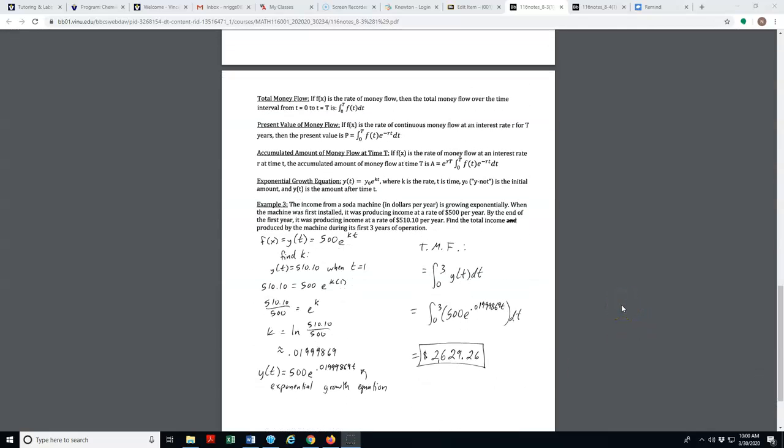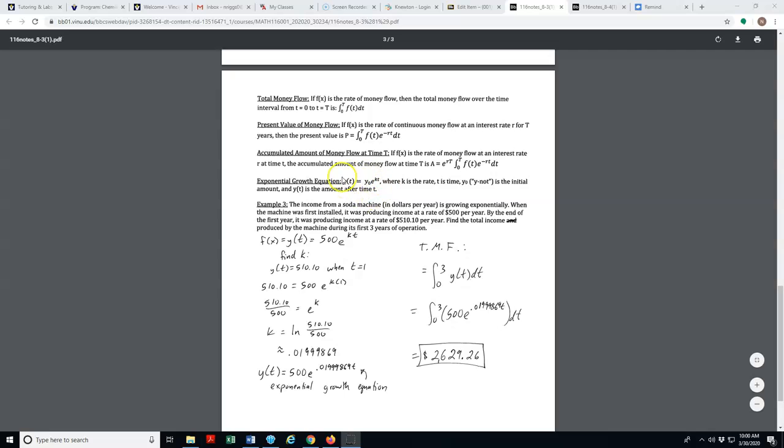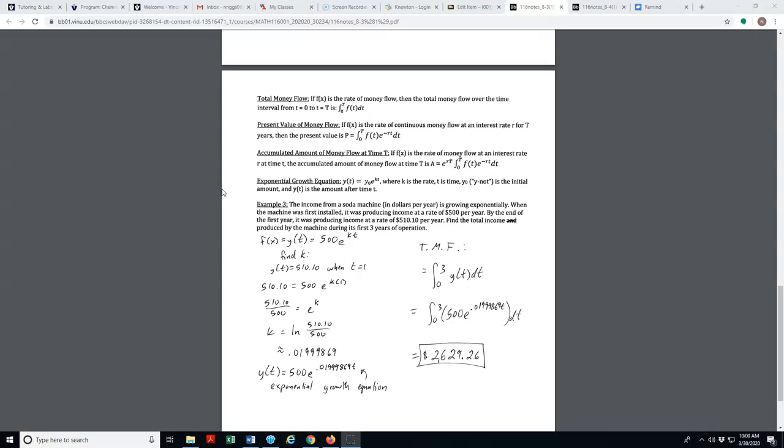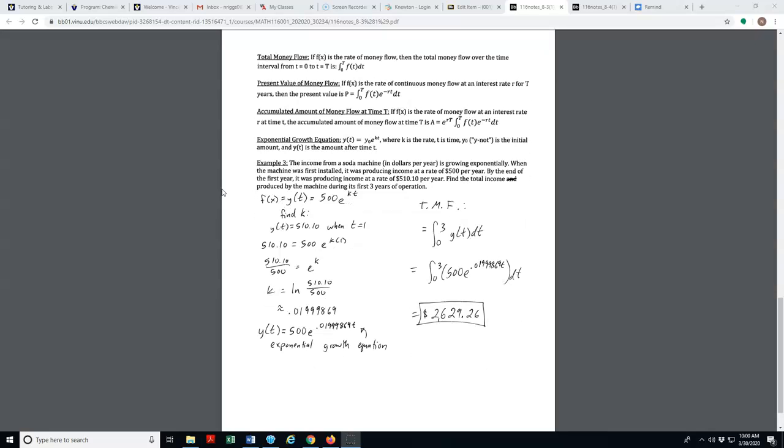Now, the last type of problem we're going to see is something that's going to involve exponential growth. So we are now going to need a third equation. Once again, you do not need to have this formula memorized. I will give it to you. y of t is y naught times e to the kt. That y naught is the initial amount, and the y of t is the amount after time t.